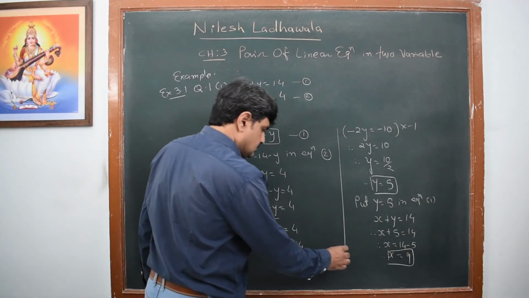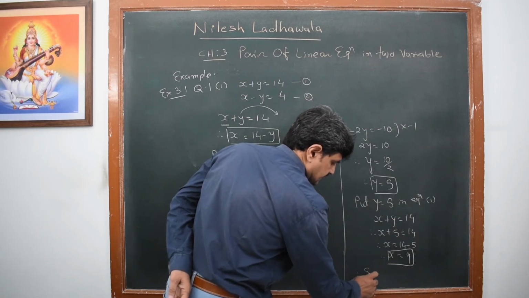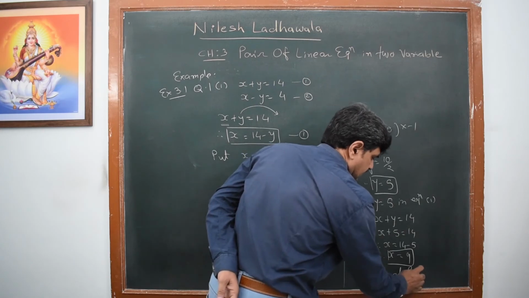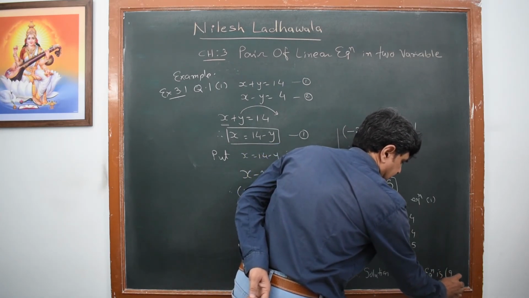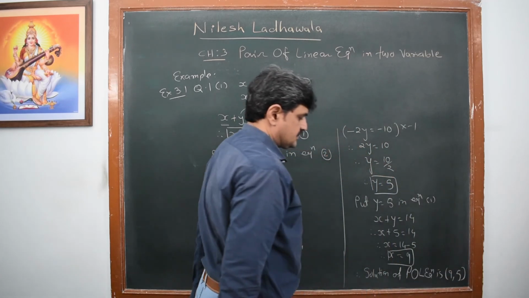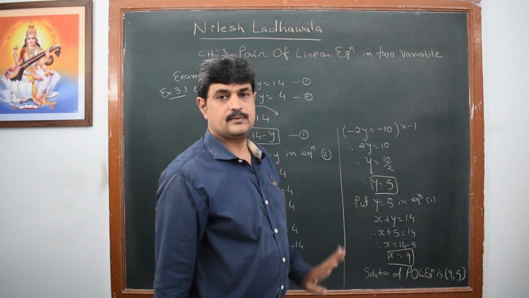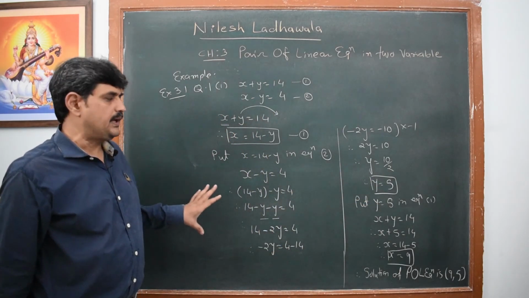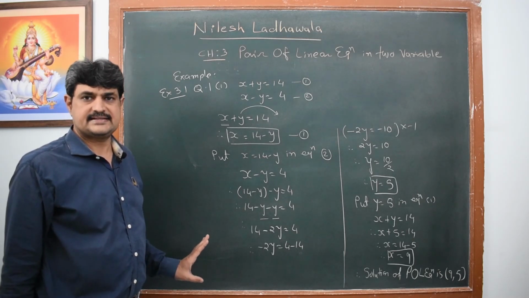And friends, you have to remember to write the final answer. Therefore, the solution of the pair of linear equations is 9, 5. So first you have to write the value of x, and then you have to write the value of y. In this way, if you have any sum, you can solve and get the answer of x and y.